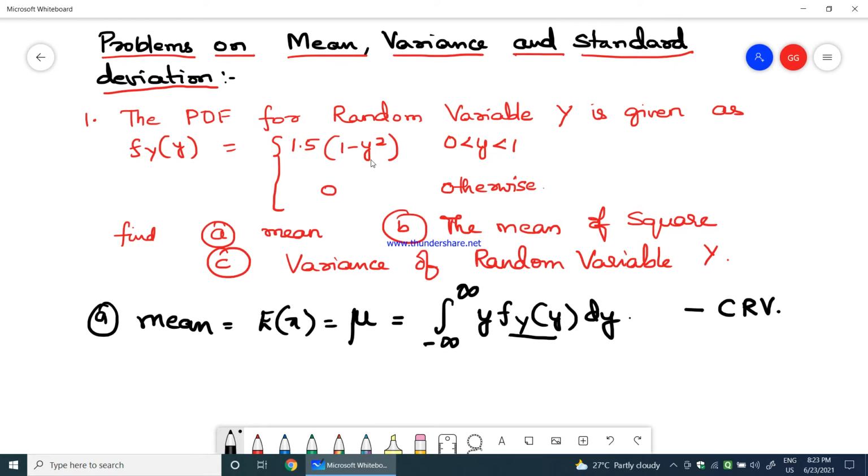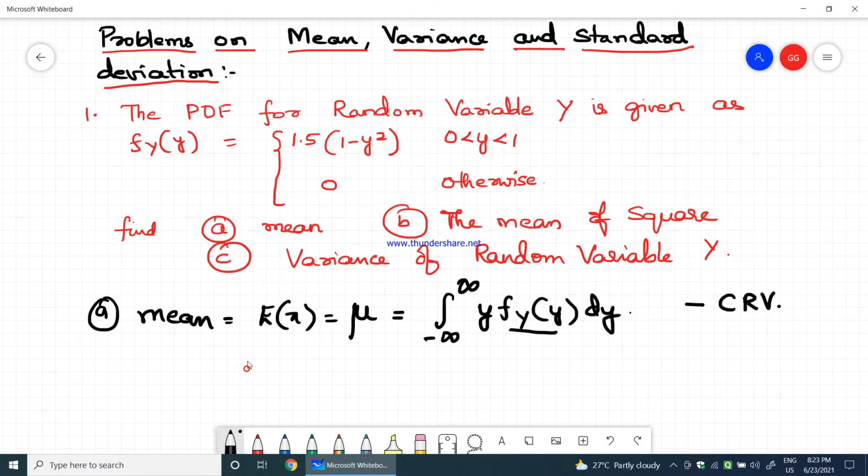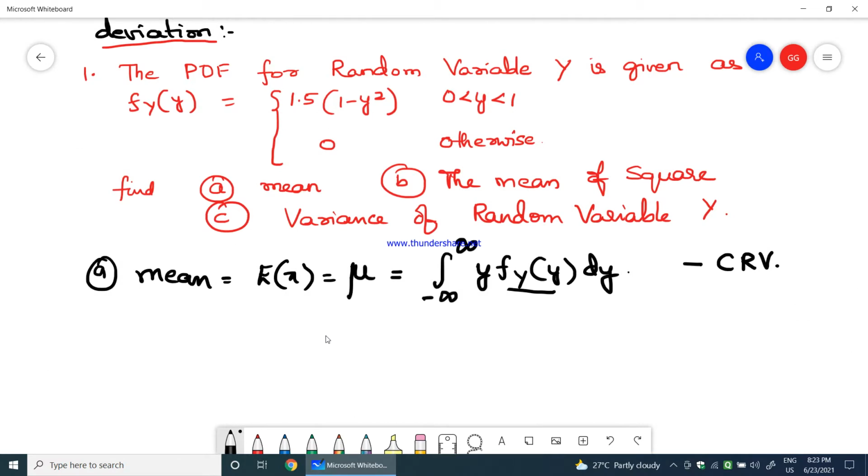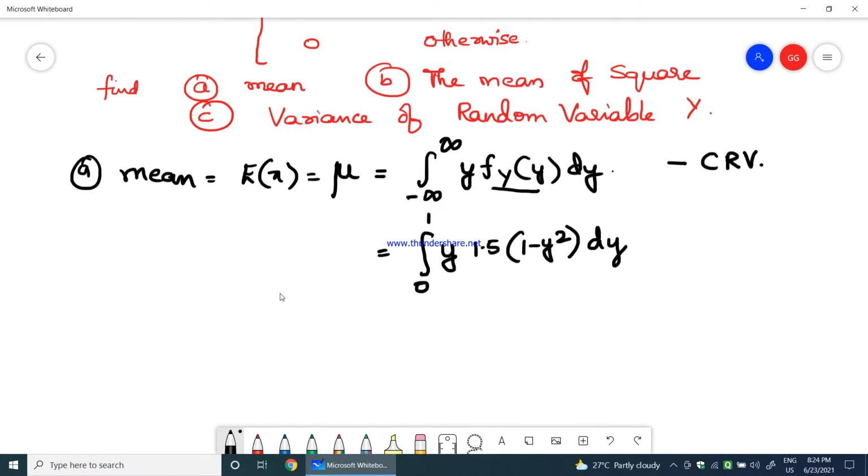Okay, now we know that the given fy of y in the question, where y ranging from 0 to 1, is 1.5 into 1 minus y square. Therefore I'll replace fy of y with that value, where the integration will now get a limit 0 to 1. Y into fy of y is 1.5 into 1 minus y square into dy. Y is 0 to 1 because for this value of fy of y, I can see that y is ranging between 0 to 1.